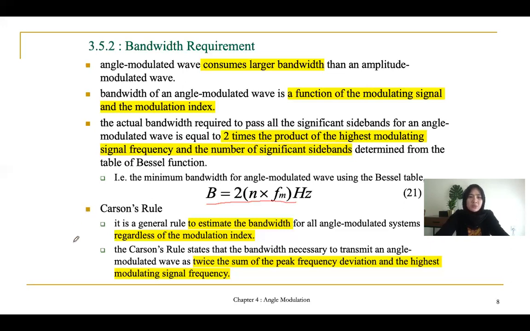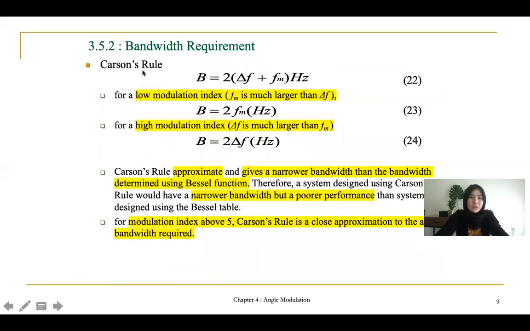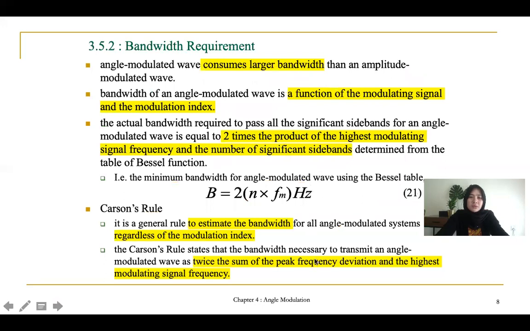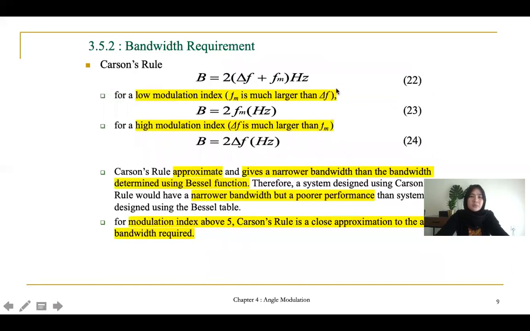What Carson's rule proposed is that the bandwidth equals 2 times delta F plus Fm. Delta F is the peak frequency deviation, and Fm is the highest modulating signal frequency. So for Carson's rule, the formula that you need to use is this one: B equals 2(delta F plus Fm).